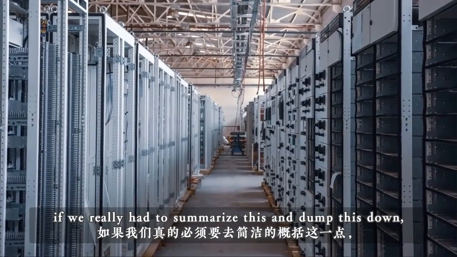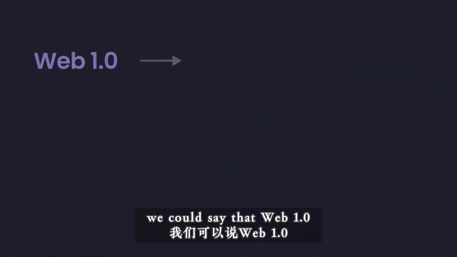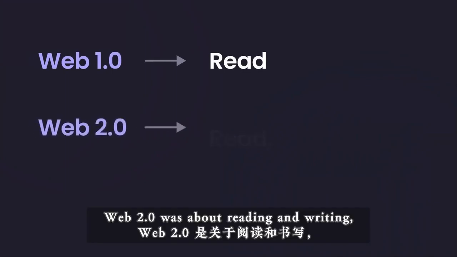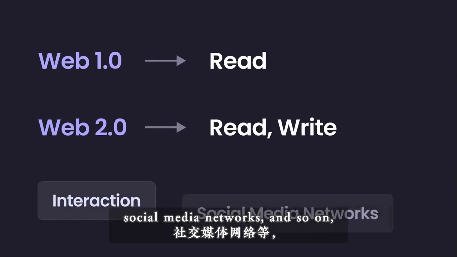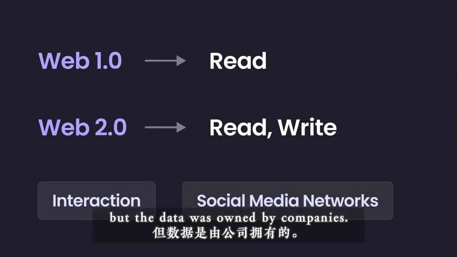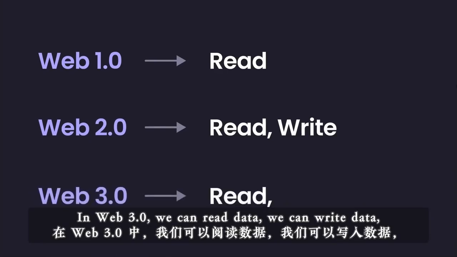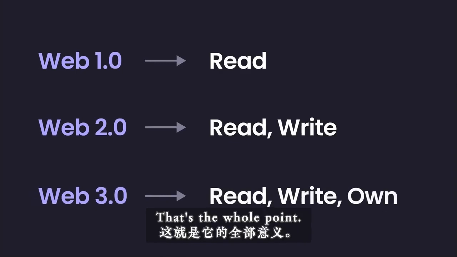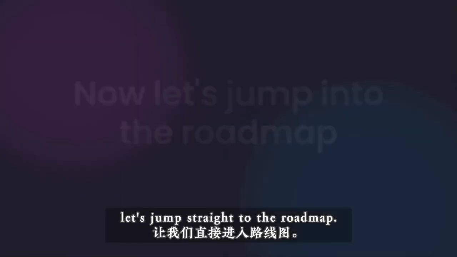In short, if we really had to summarize this and dumb this down, we could say that Web 1.0 was all about reading the content. It was just about consuming. Web 2.0 was about reading and writing, or rather about the interaction, social media networks, and so on. But the data was owned by companies. In Web 3.0, we can read data, we can write data, but we also own the data. That's the whole point. Now that we understand these differences, let's jump straight to the roadmap.